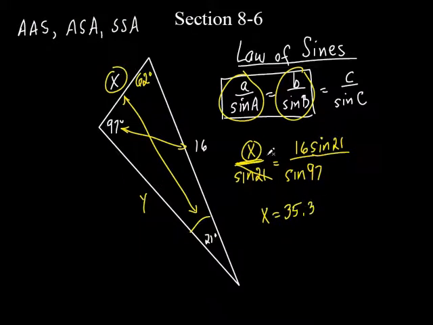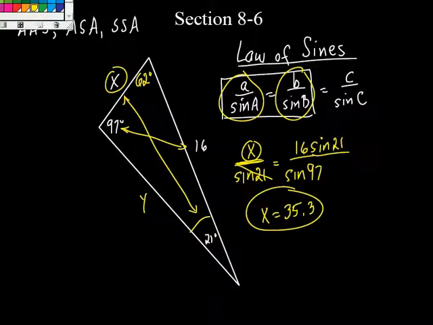35.3. So that's what that is right there, 35.3. Let's solve for y. What's that? You're right, it doesn't make sense. What did we do wrong? We did something wrong. I think I know what it is.